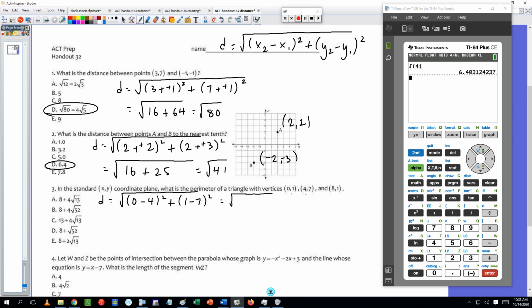0 take away 4 is -4, -4 squared is 16, 1 take away 7 is -6, -6 squared is 36. Please remember, whenever you square, you always get a positive result. 16 and 36, 52.